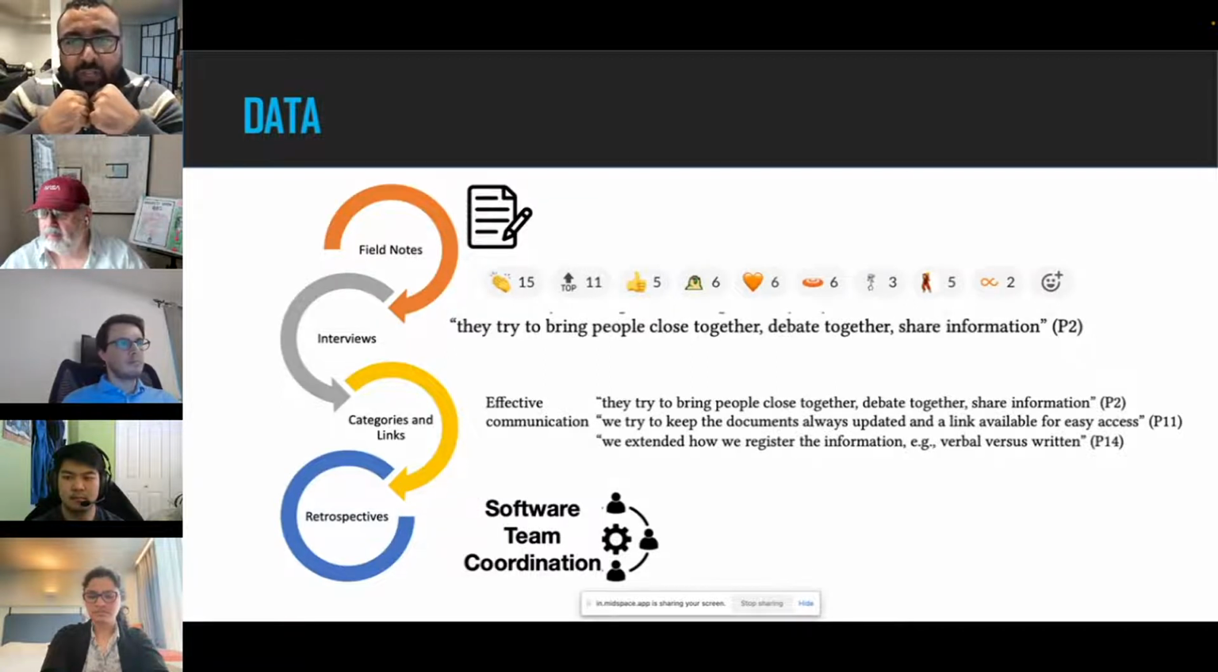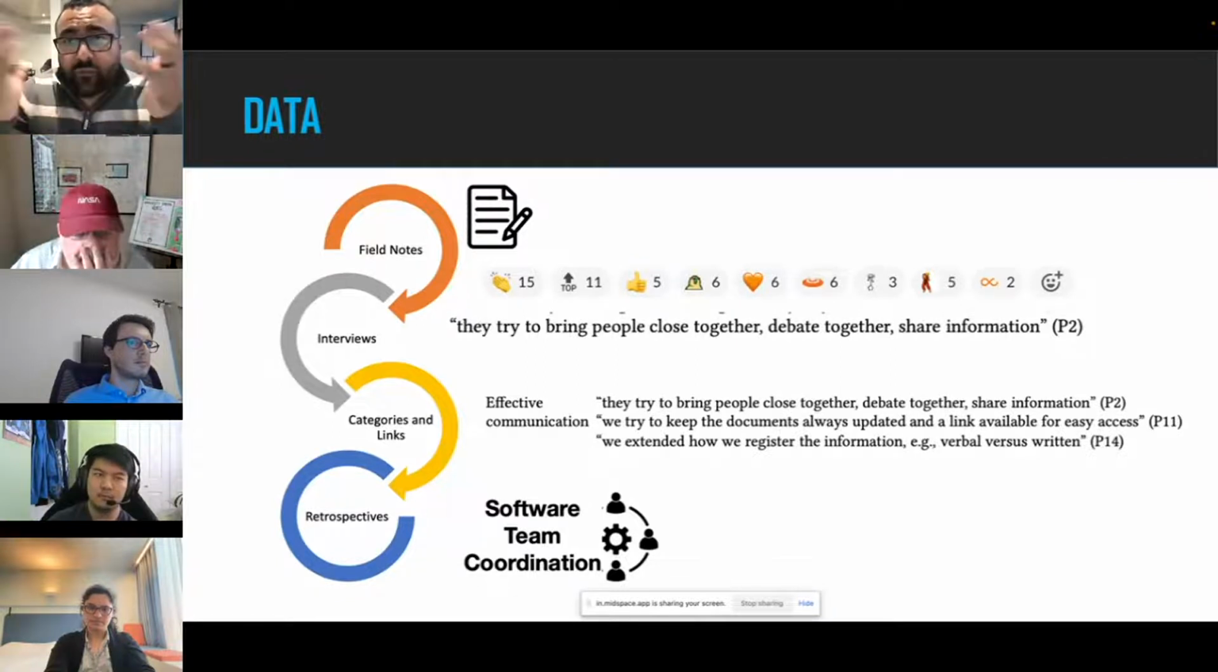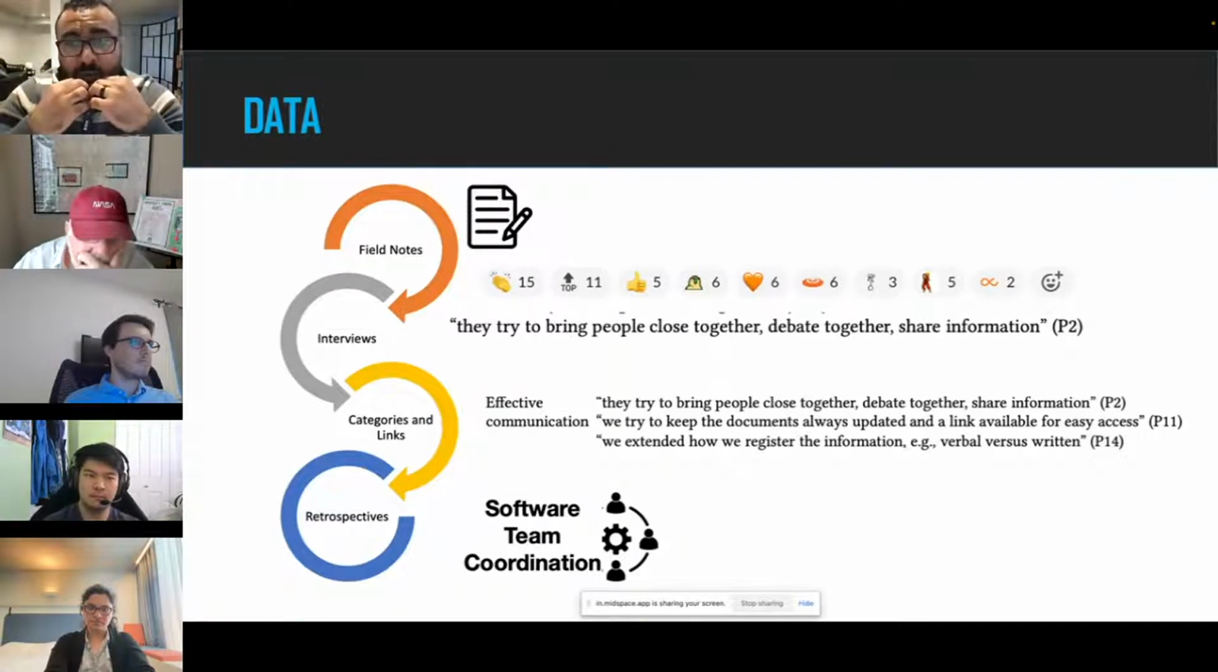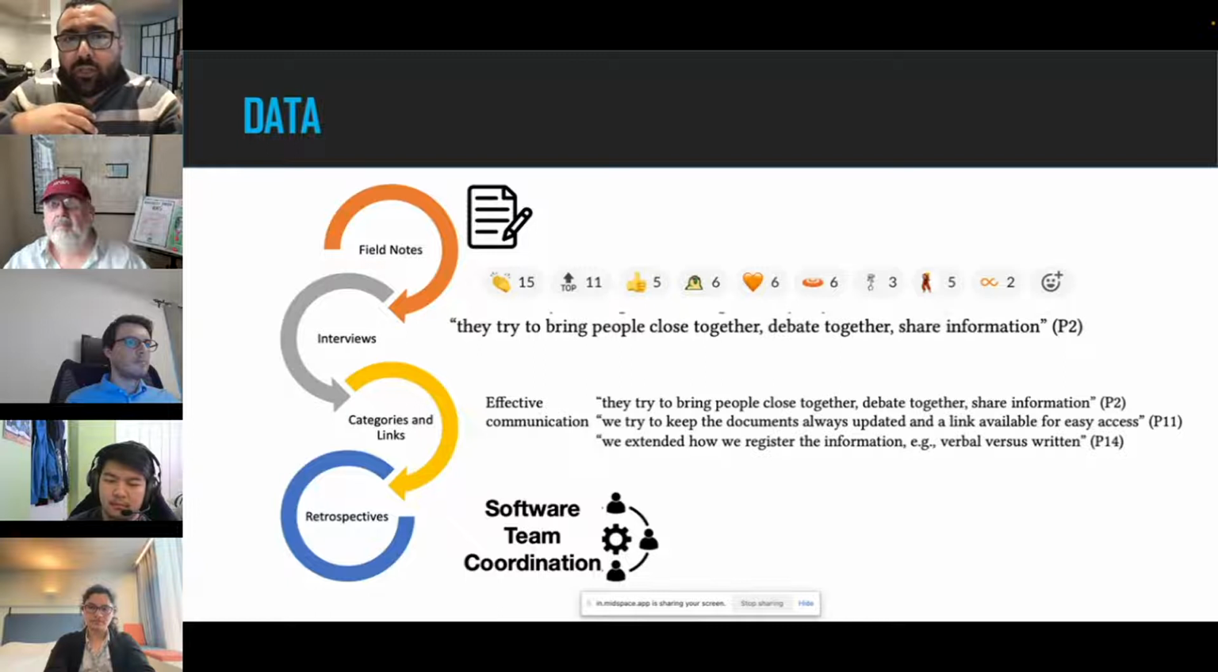After field notes and collecting information from channels and emails, we started to interview professionals in the company. We also started to look closely into two projects that were working with different technologies and running completely from home during this scenario. We interviewed those professionals, and these interviews were used to create categories because we had codes from the field notes and from the initial interviews.